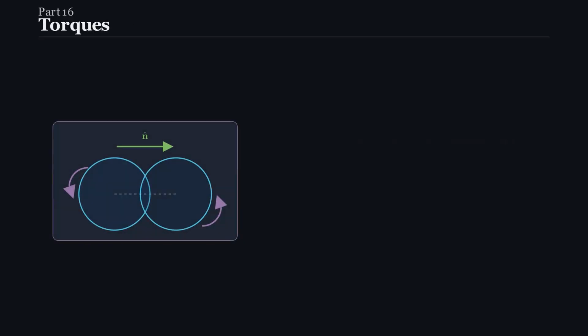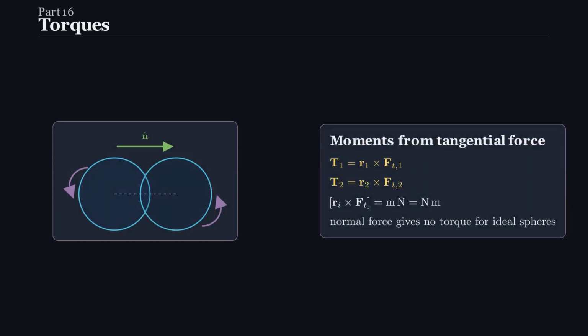For ideal spheres, the normal force acts along the line of centers and produces no torque. The tangential force acts at the contact point and has a moment arm about each center.